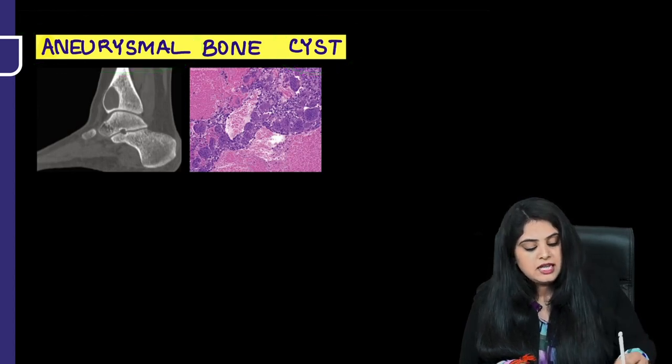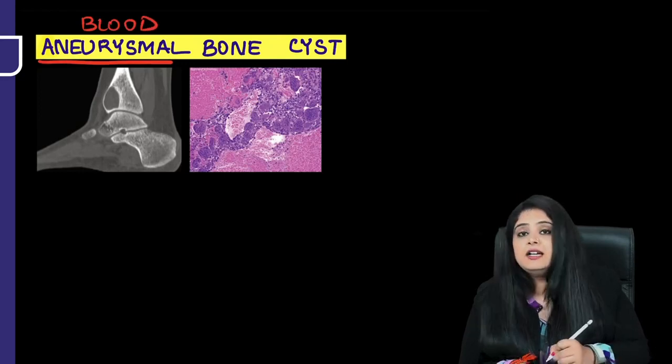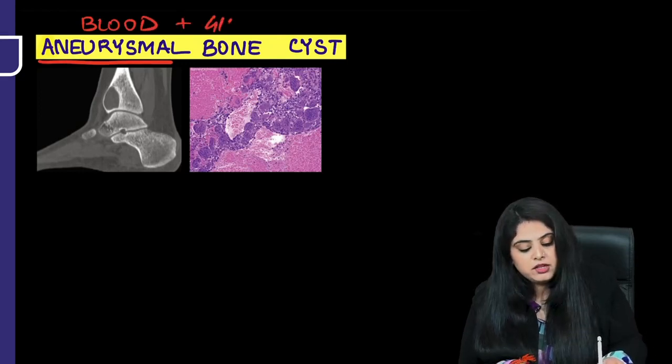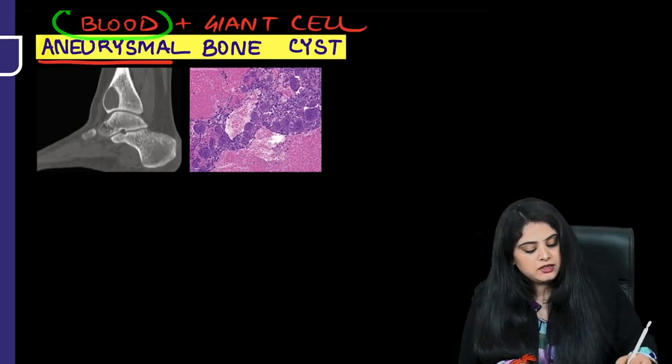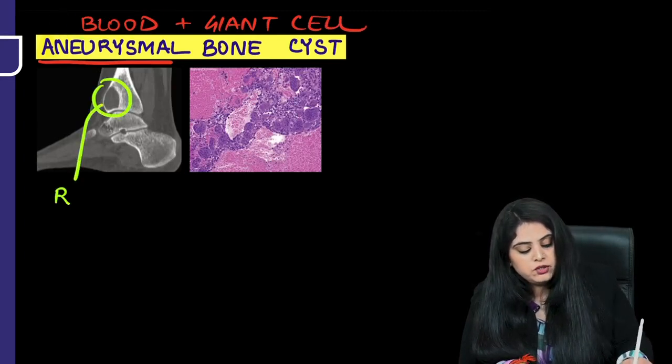So again, aneurysmal will tell me that it's going to have a lot of blood in it. And around the blood, there are going to be lots and lots of giant cells. Simple si baat hai. If there is a lot of blood under the radiology, it is going to look radiolucent. Common sense, because there is a lot of blood.